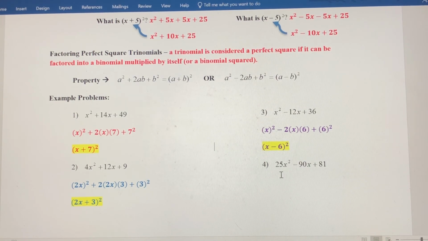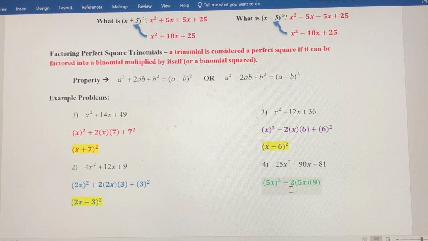Finally, 25x squared, that is a perfect square. 5 times x would be the square root. 81 is a perfect square. The square root is 9. So the part we've got to check is, does the middle part match up? So again, 5x to the second power, okay? 2 times the square root of this, good. Times the square root of this, good.